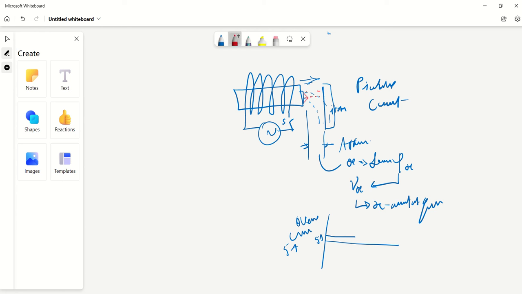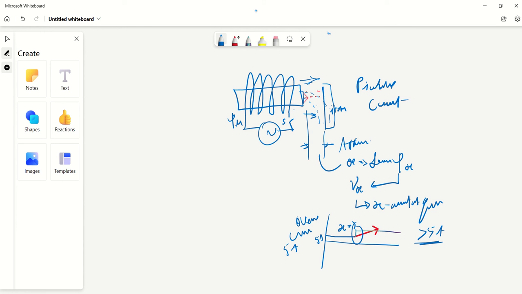Due to some other reason there is an overload, and then the current may increase, so the x value is increased. Whenever the current is greater than 5 amps, the flux produced by the coil, psi of x, is sufficient to attract this iron piece. Okay, so this is the pickup value.